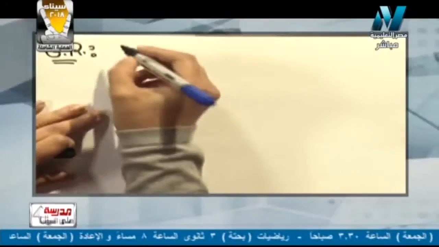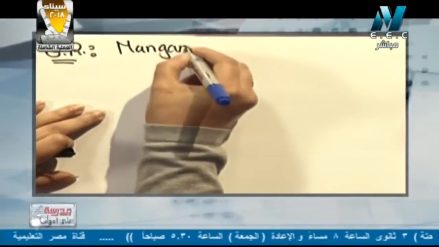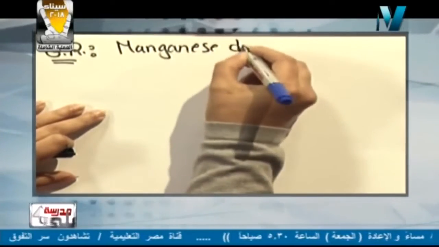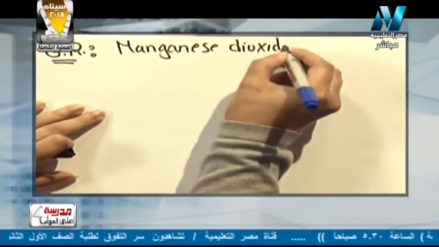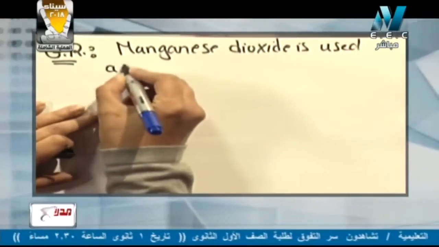Go ahead, Ms. Rasha. Okay, first we have a give reason. The first give reason: manganese dioxide is used as a catalyst. So give reason: manganese dioxide is used as a catalyst.